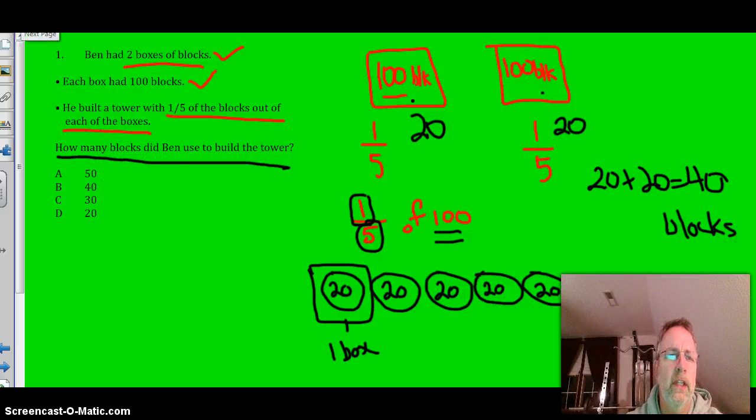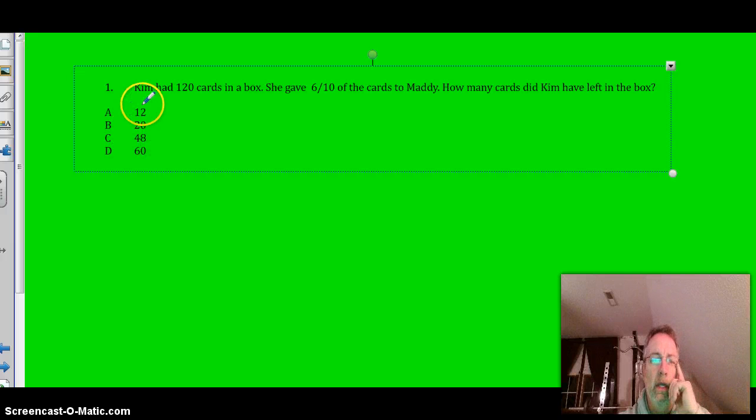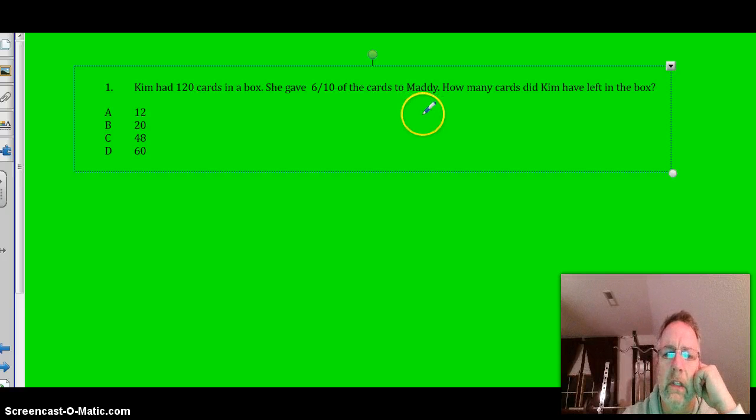All right, moving on to the next question. It says Kim had 120 cards in a box. She gave 6/10 of the cards to Maddie. How many cards did Kim have left in the box?